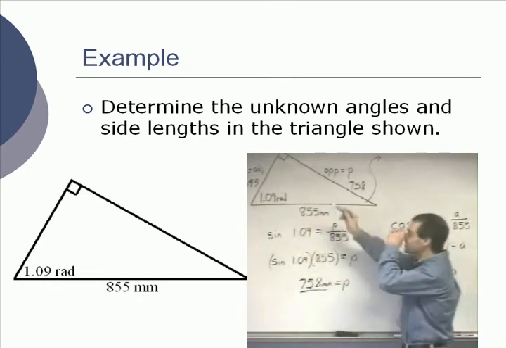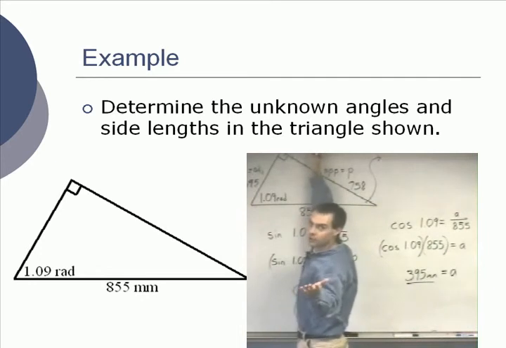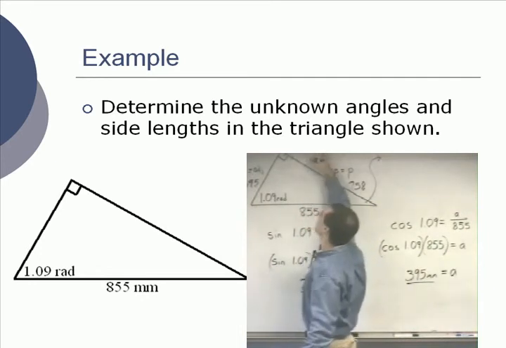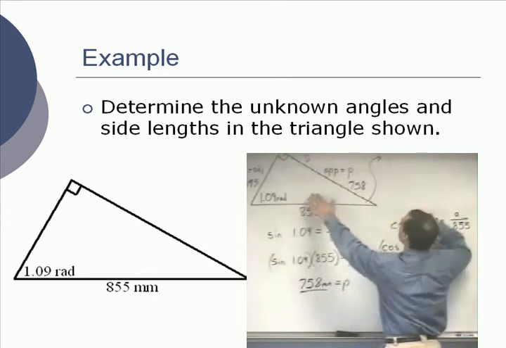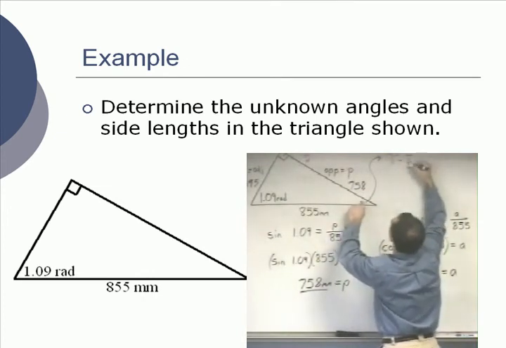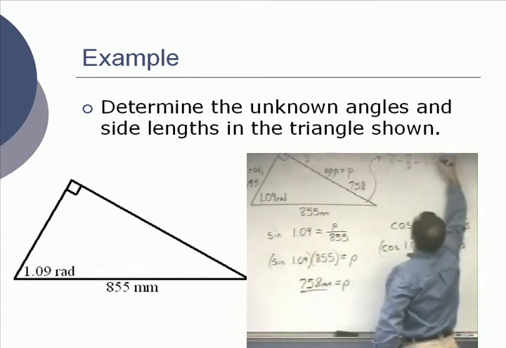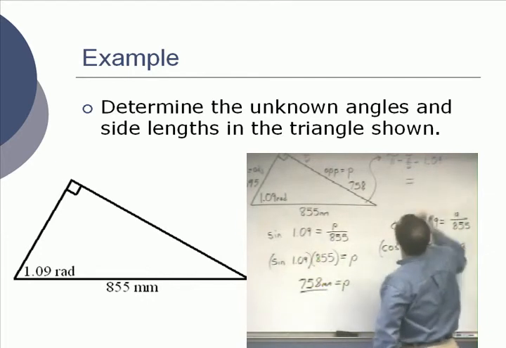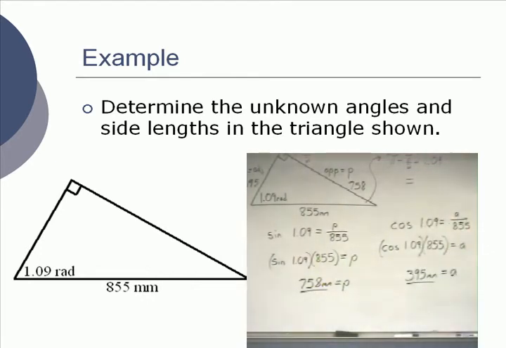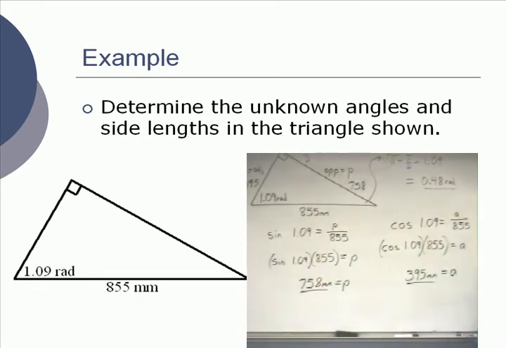All right? Well, what's 90 degrees? This 90-degree angle is actually not 90 degrees. It's, what's 90 degrees? Pi over 2. Good. Pi over 2. So we know that this angle is going to be pi minus pi over 2 minus 1.09. And pi minus pi over 2 minus 1.09, 0.48 radians.